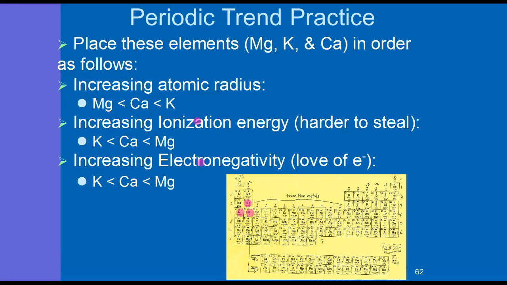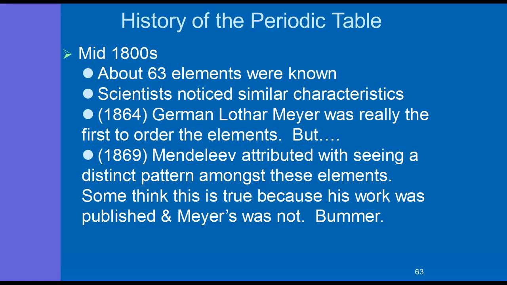Now if I ask you the opposite trends for the exact same things, you just flip-flop it because those values are the opposite. So increasing ionization energy. Mg has the largest ionization energy, or the energy to steal an electron, because its electrons are held in closer than the K or the Ca. And the same with electronegativity.